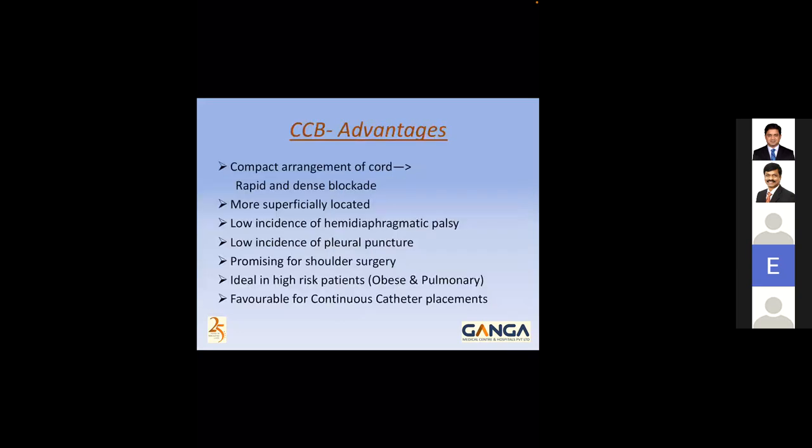What are the advantages of a costo-clavicular block? Due to its compact arrangement, you get a rapid and dense blockade of the upper limb. That's why it is called the spinal of the upper limb. The cords are situated more superficially. The incidence of hemidiaphragmatic palsy is very minimal, about 0 to 5%. The incidence of pleural puncture and pneumothorax is very minimal. It's more promising for shoulder surgeries. It is ideal for high-risk patients, like those with pulmonary dysfunction, or obese patients. It's also more favorable for placing continuous catheters.